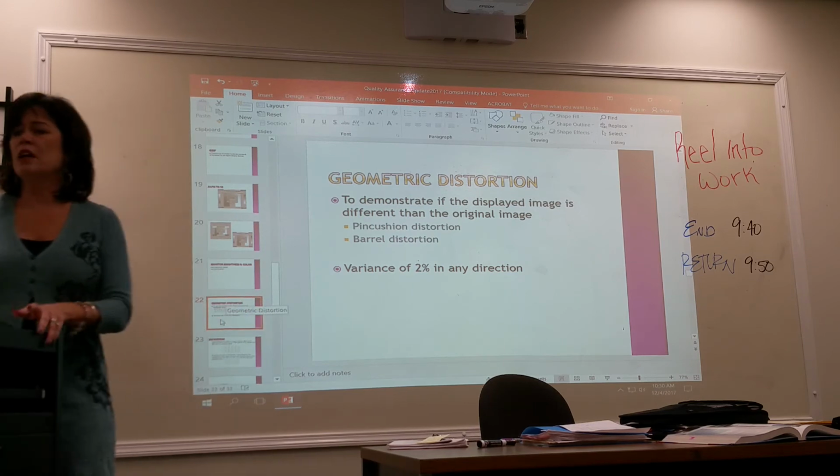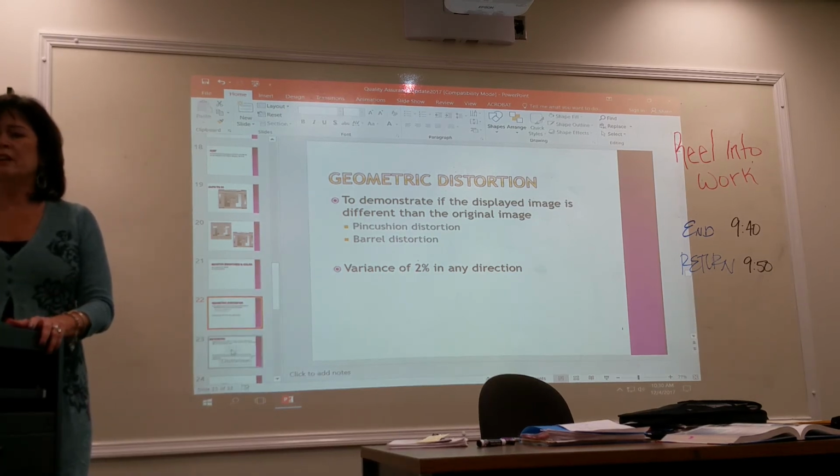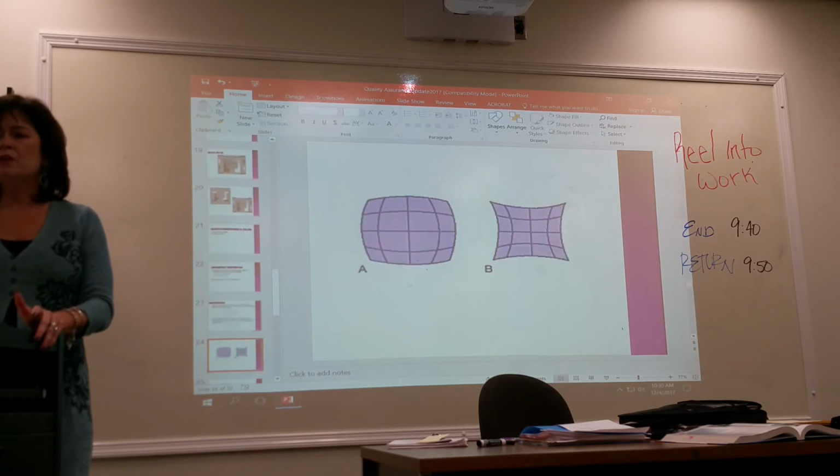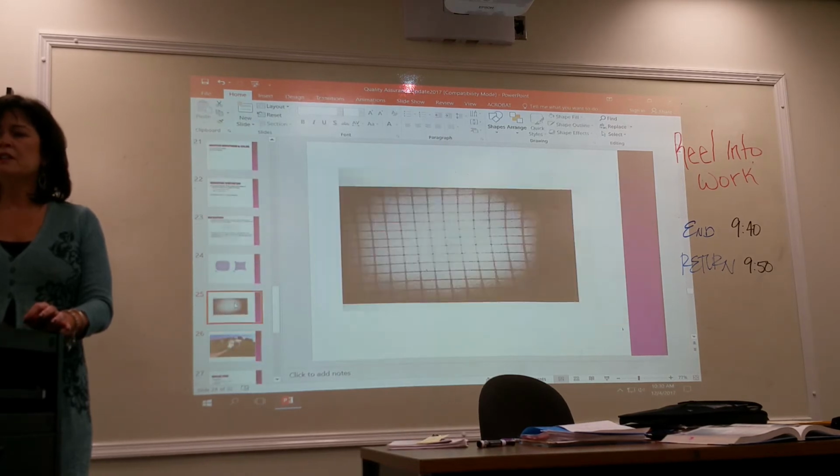Typically not. So we don't want that in our image, and it can't vary more than 2% in any direction. So which one is A? Barrel. Barrel, and which one is B? Pin cushion. Pin cushion. So this is what we're looking at.